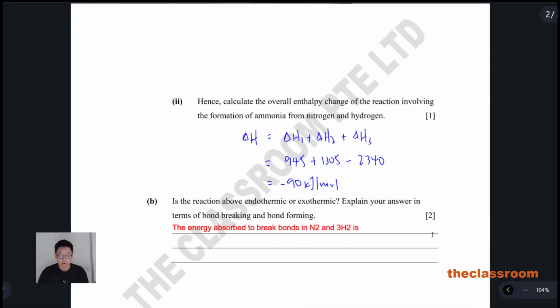Here we're just going to convert that into words. What we saw in the energy profile diagram, which I drew the middle line, we're going to convert into words. So energy absorbed to break bonds is less than energy released to form bonds in 2NH3. Just a word of caution, do not write energy required. Wrong. It's always energy absorbed and energy released. Then talk about enthalpy change. Enthalpy change is negative, hence reaction is exothermic.